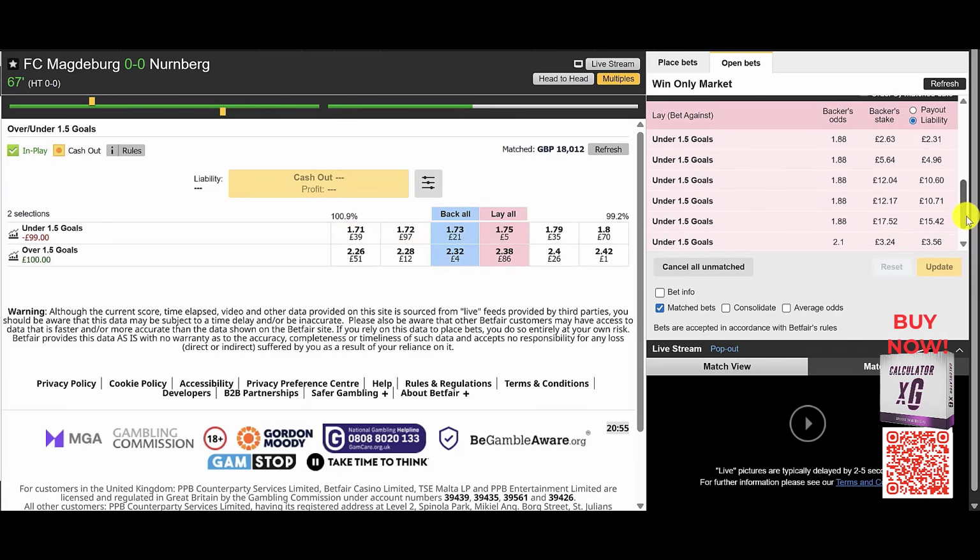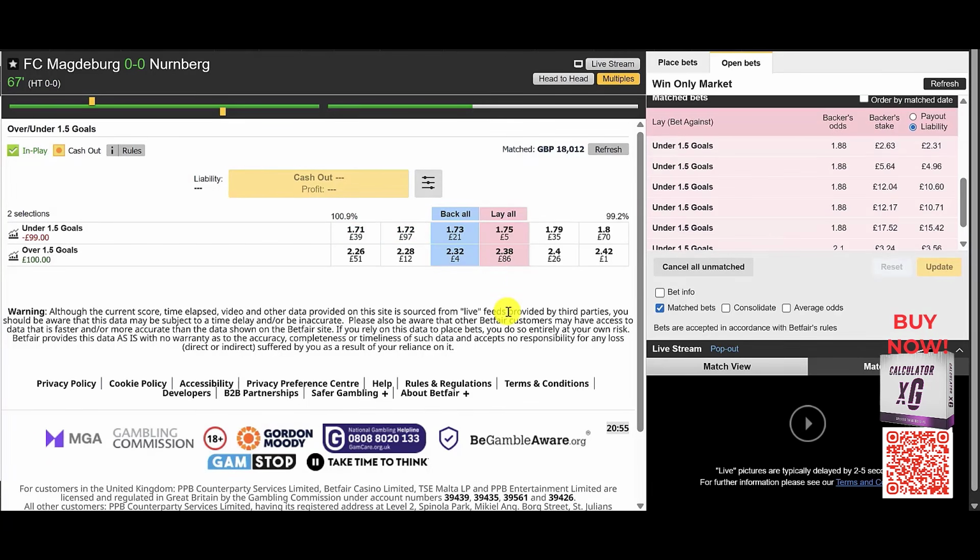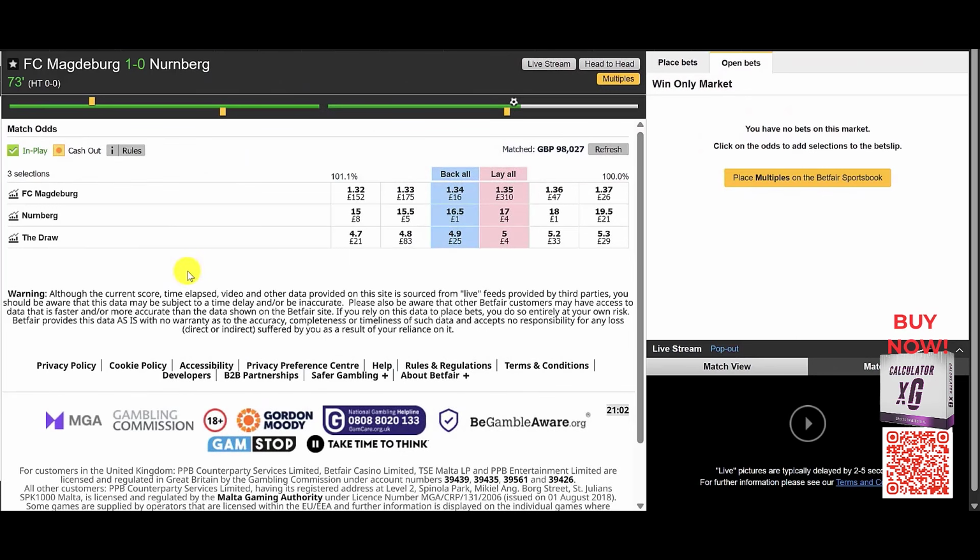Should be a third one very, very shortly. So, yeah, let's see. Everything is going in the right direction. Let's see if we can get that goal at a reasonable time. 74 minutes in, and we have got the goal. And as expected, it's gone to Magdeburg. So it's eerily accurate. We did say that goal was coming very soon and probably going to Magdeburg.